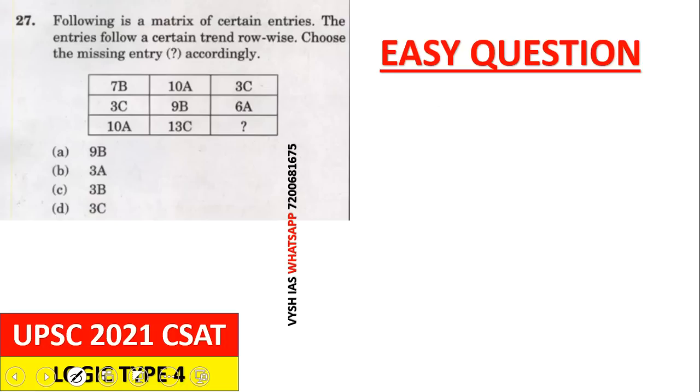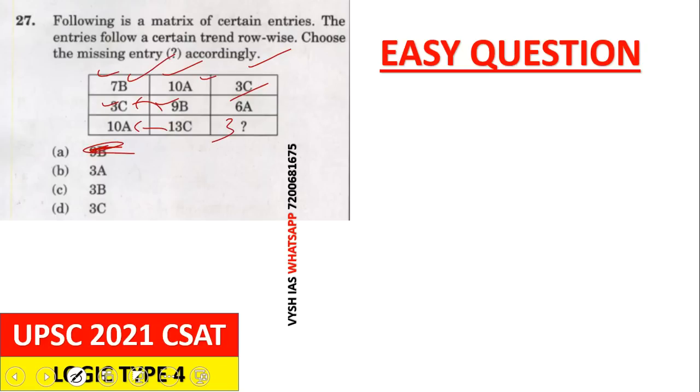Now this one is one of the easiest questions. I don't know why they have asked it for a UPSC level student. There is a matrix and they're asking you to fill. If you see, this is 7 and 10 and 3. 10 minus 7 is 3. This is 3 and 9 and 6. 9 minus 3 is 6. So 13 minus 10, here it will be 3. Number already got. So this is gone.